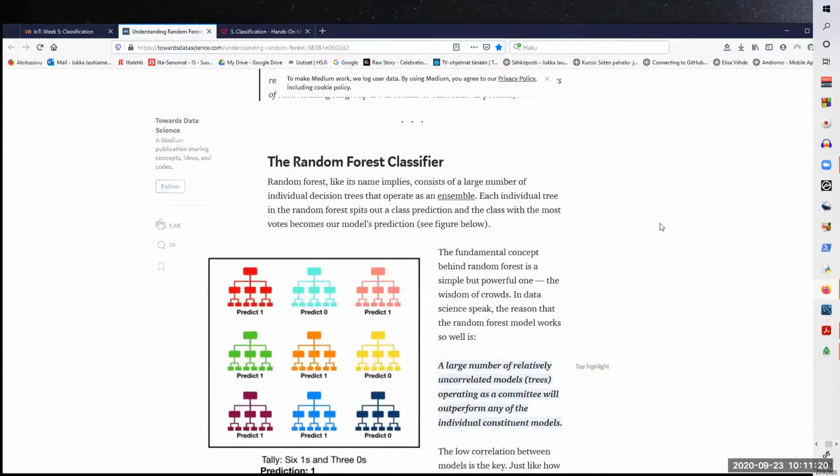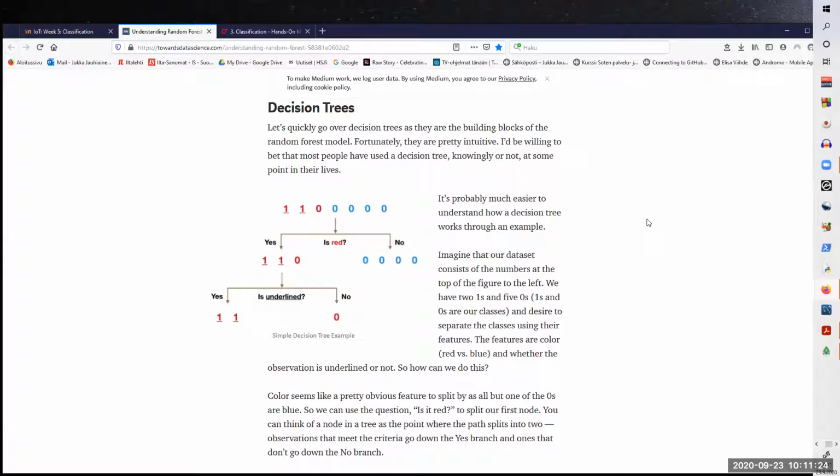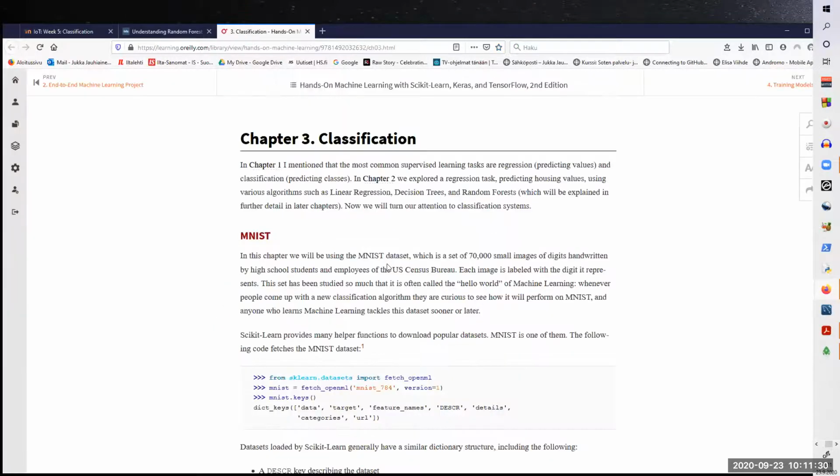Of course, this idea can be extended to more complicated things, like classifying the numbers, handwritten numbers here.